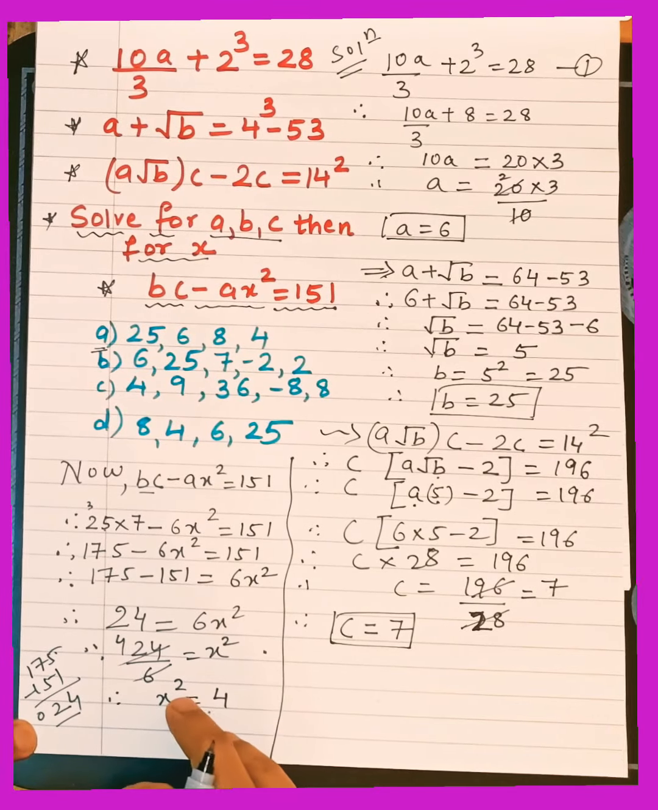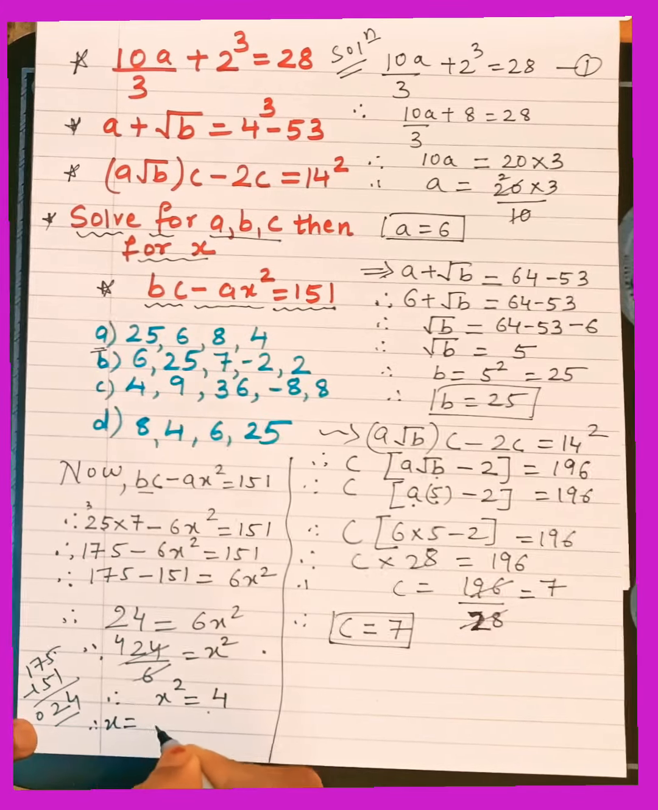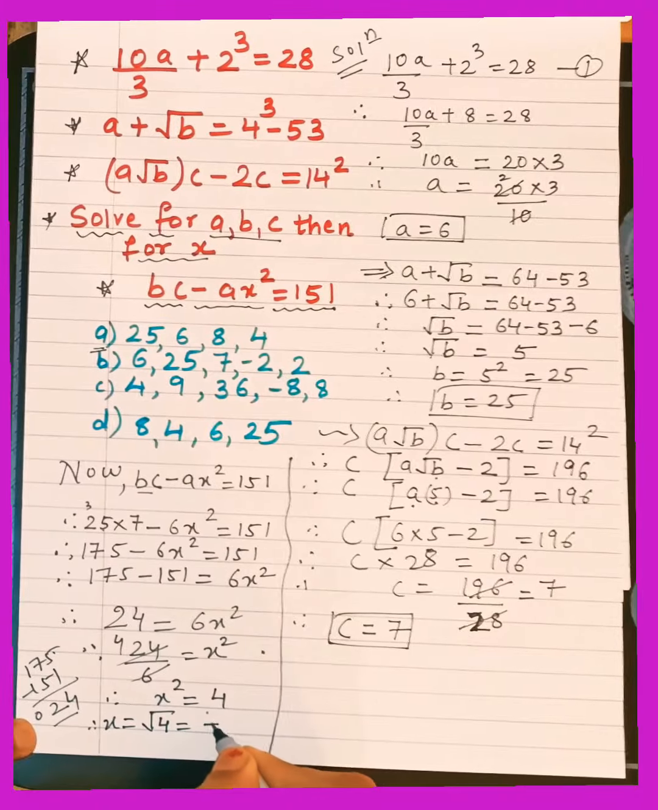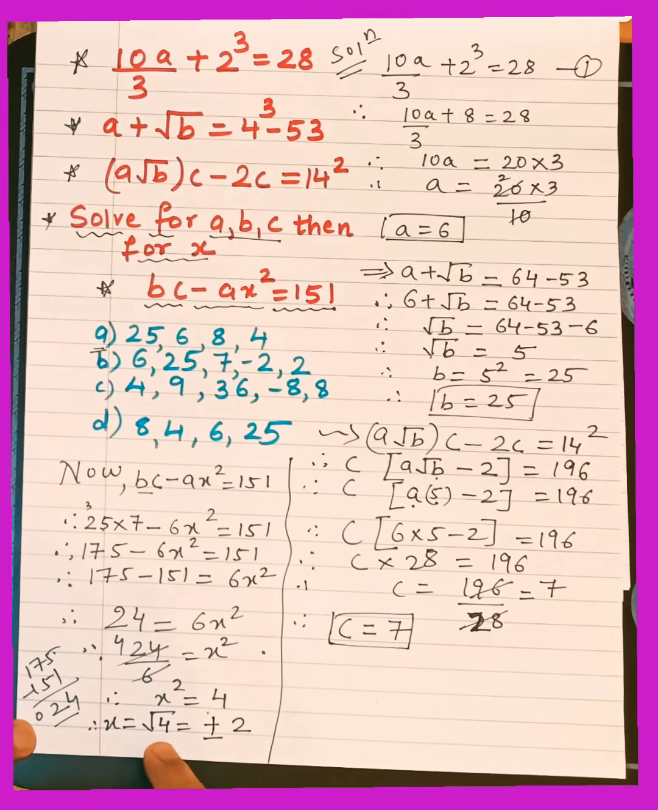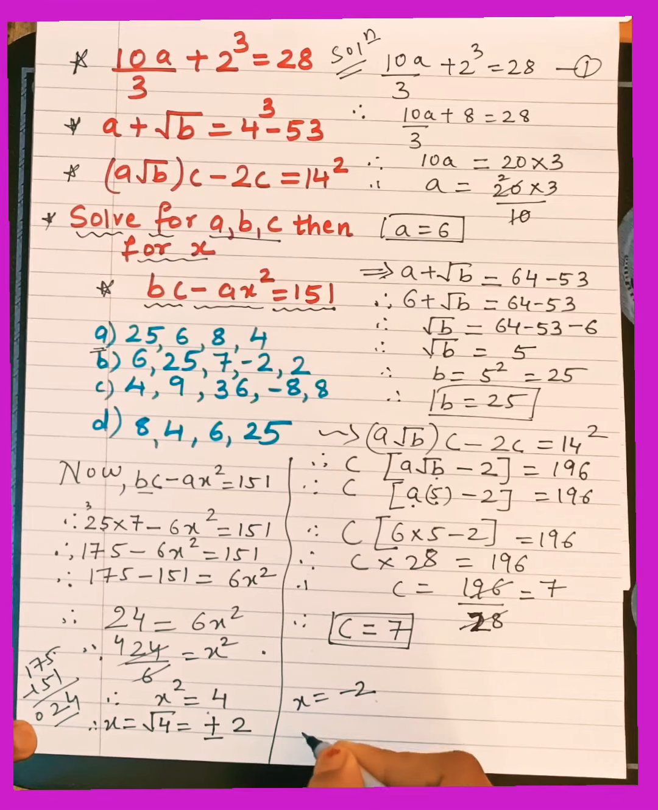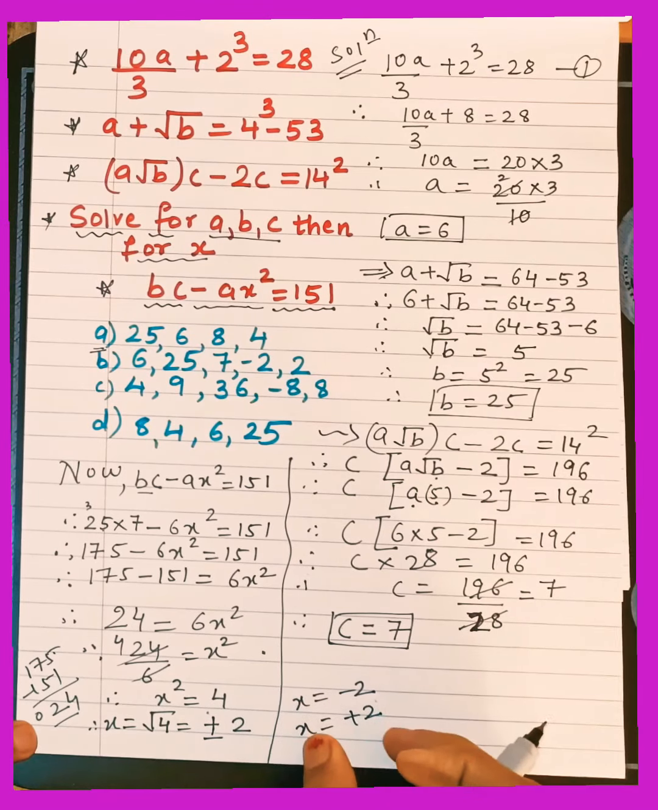When you take the square to the other side, it becomes a root. So x will be equal to square root of 4, and square root of 4 is equal to plus or minus 2. Whenever we have a square root, we get two values, positive 2 and negative 2. So the value of x is equal to minus 2, or the value of x is equal to positive 2. These are the values of x.